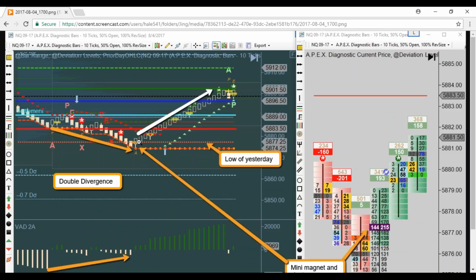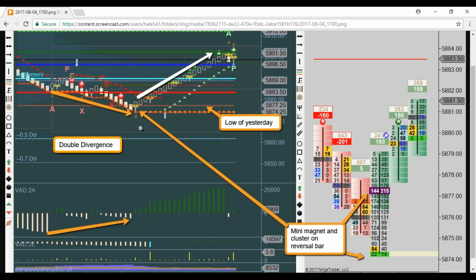What do you have right there? See the yellow? Cluster. See it? Also, what do you have at the bottom of that bar? You can't see it here because of this swing level. You see it right here. Mini magnet. See it? What do we have down here at the bottom of this bar? Well, we've got some yellow, hidden trapped orders, and we close up on the acceleration bar.